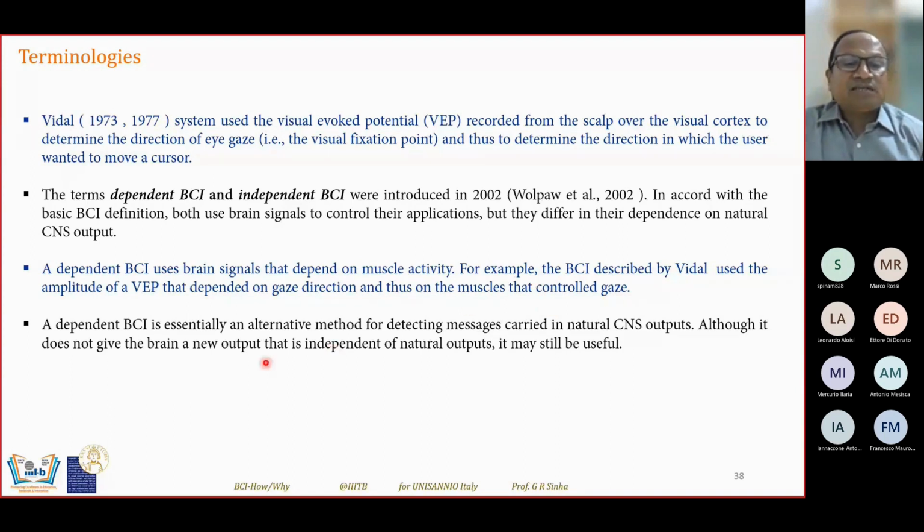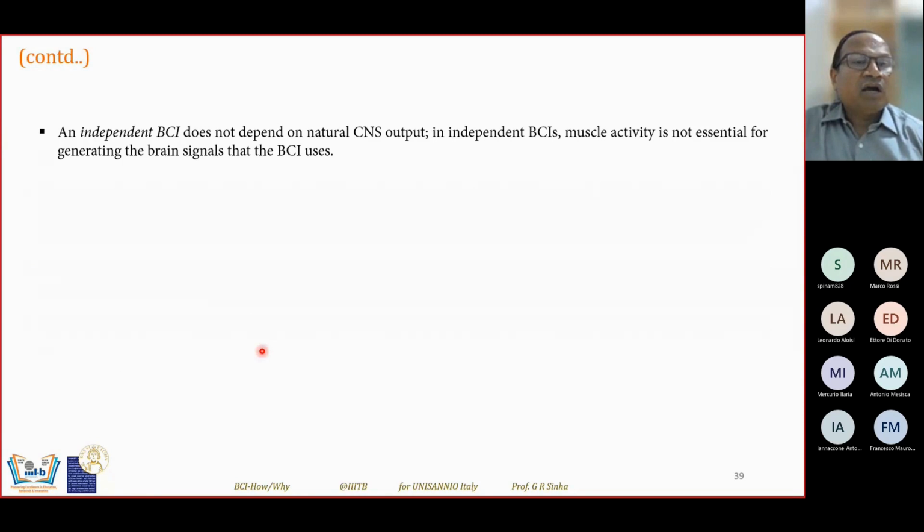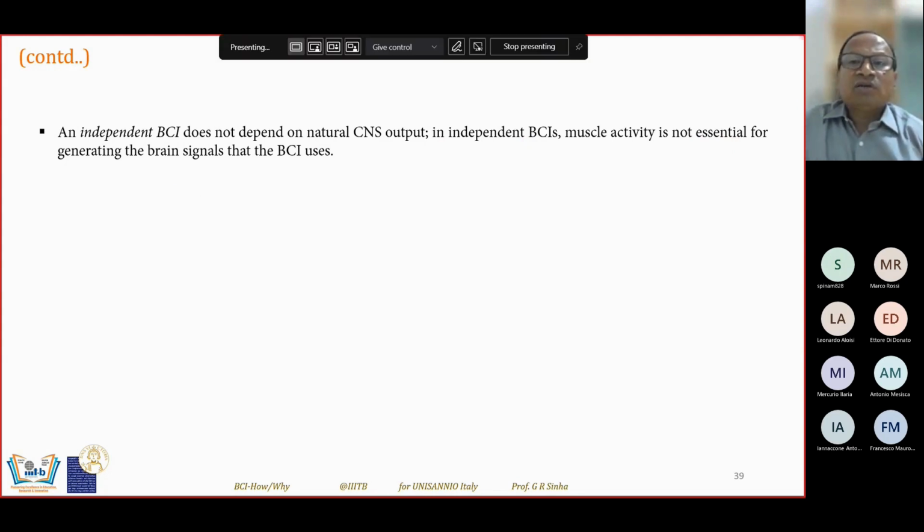A dependent BCI is essentially an alternative method for detecting messages carried in natural CNS outputs. So natural CNS output has given some command and you are able to act on it with the help of your muscle. Although it does not give the brain a new output that is independent of natural output, it is still useful. An independent BCI, as I mentioned in the previous slide, does not depend on natural output. In an independent BCI, muscle activity is not essential for generating the brain signals that the BCI uses.